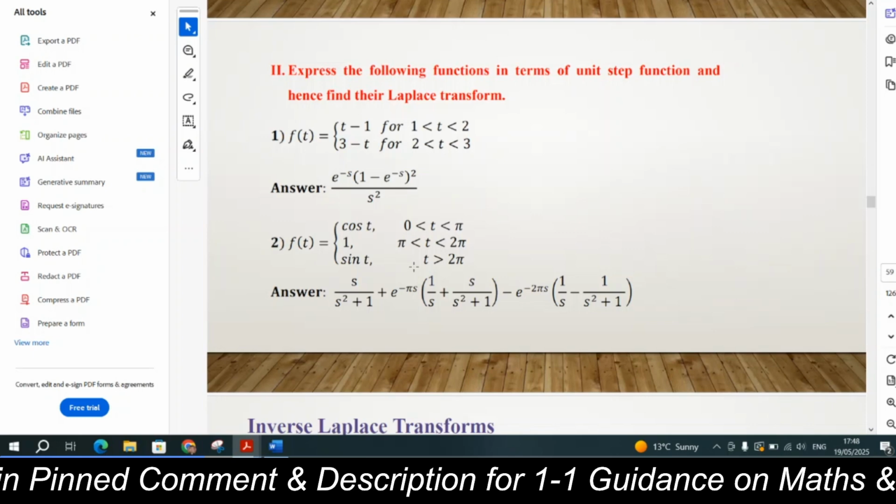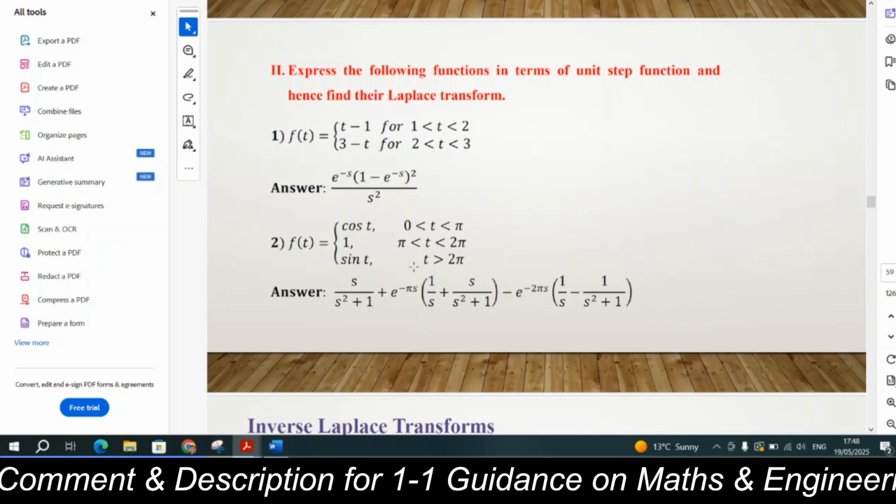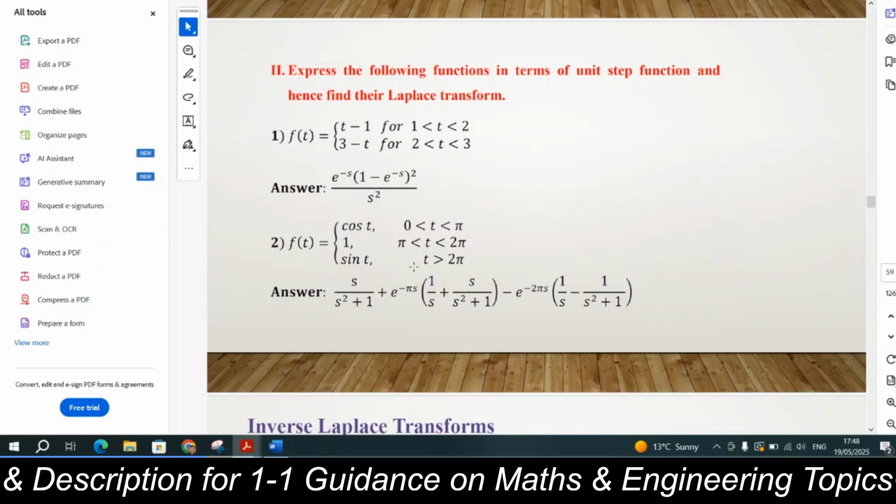Okay, and that's in two separate steps. In the next step, Laplace of t minus 1, you would have split that even further: Laplace of t minus Laplace of 1. Okay. Yeah.